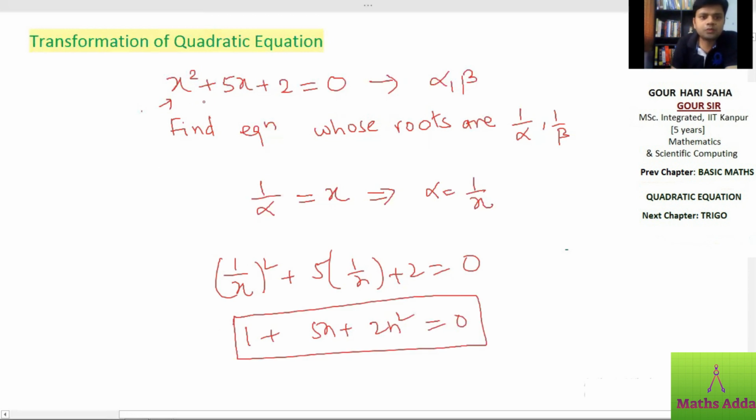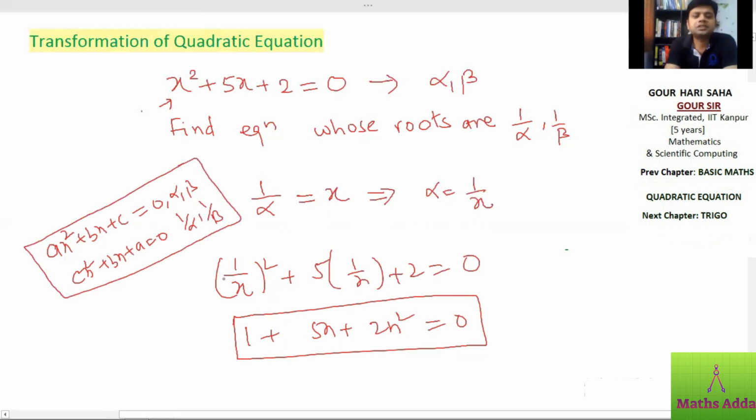So you can also observe one thing, that is if ax square plus bx plus c equal to 0 has roots alpha beta, this means cx square plus bx plus a equal to 0 has roots 1 by alpha, 1 by beta. You can observe it here, right? So this is how we will be transforming equations, and what we learned here in quadratic, it can be applied for cubic polynomial equation as well as nth-degree polynomial equation.